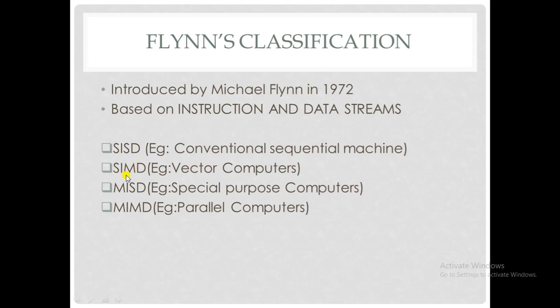Second one is SIMD, single instruction stream over multiple data stream. The examples for SIMD are vector computers. Third one is MISD, multiple instruction stream over single data stream. Special purpose computers are the examples for MISD. And fourth one is MIMD, multiple instruction stream over multiple data stream. Parallel computers are the example for MIMD.